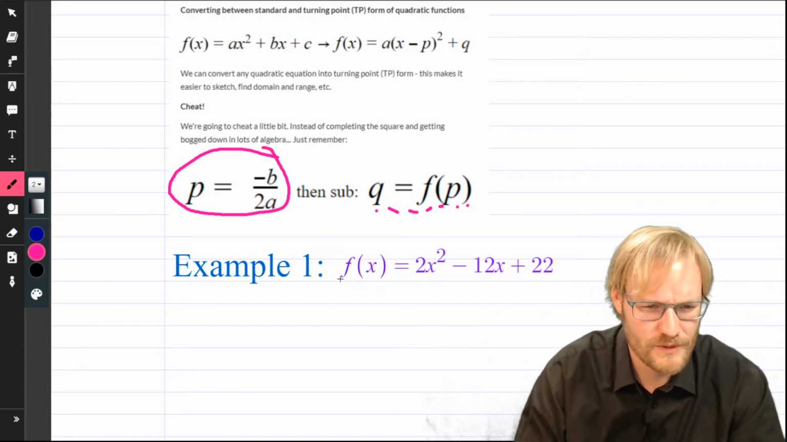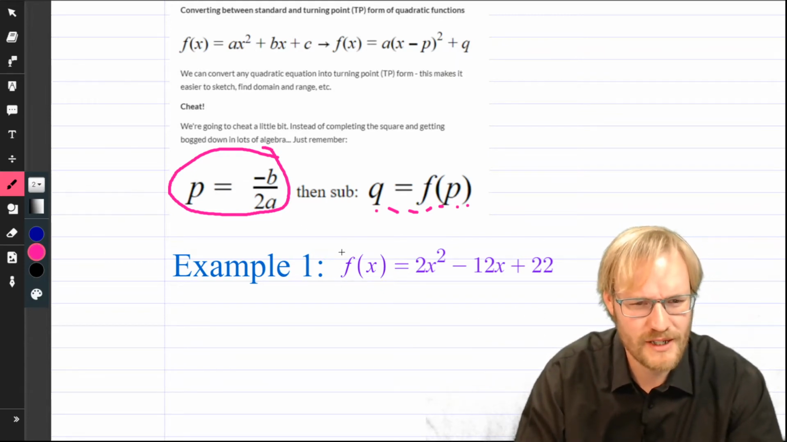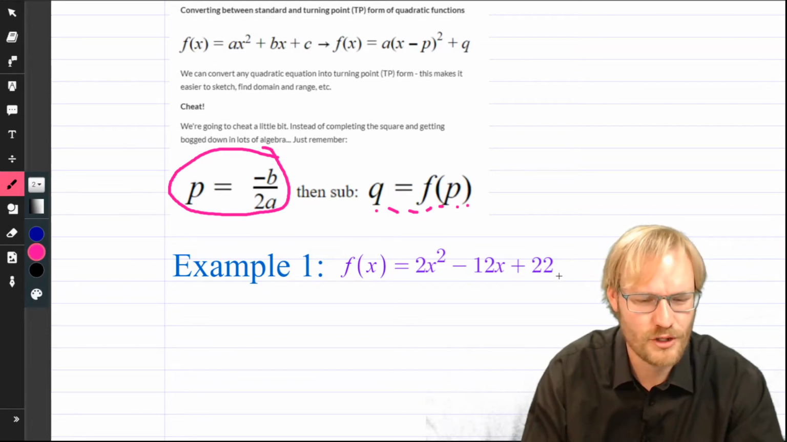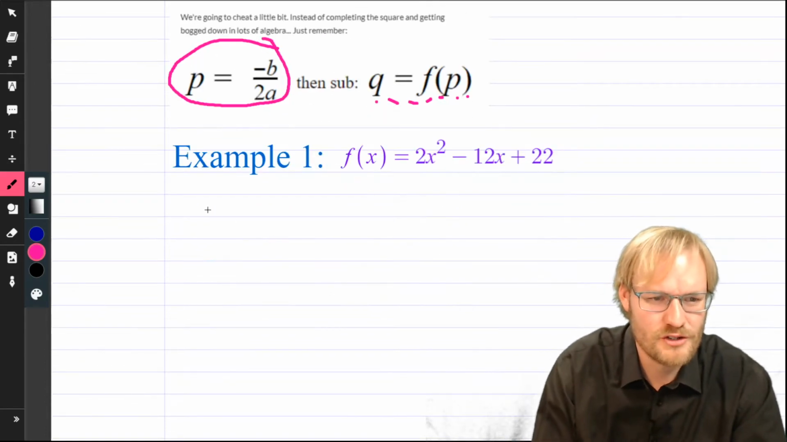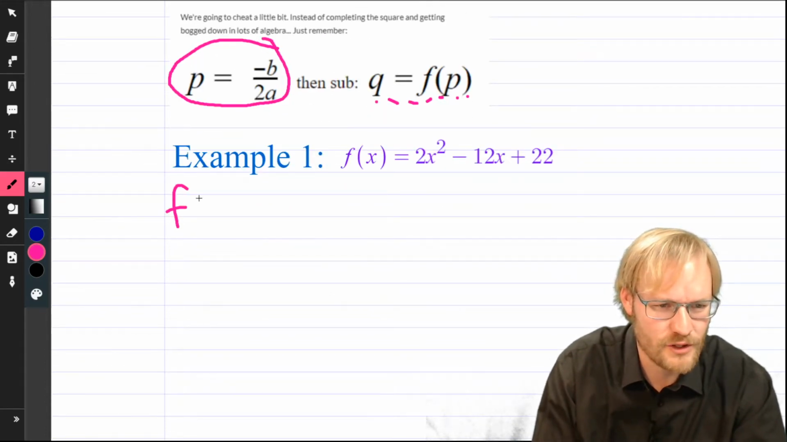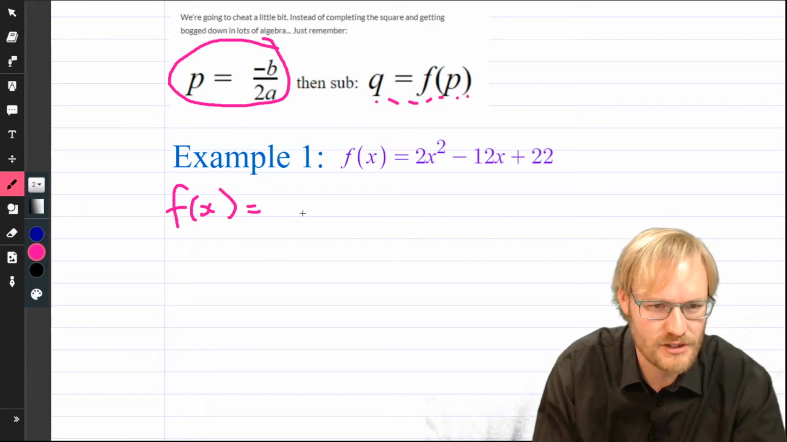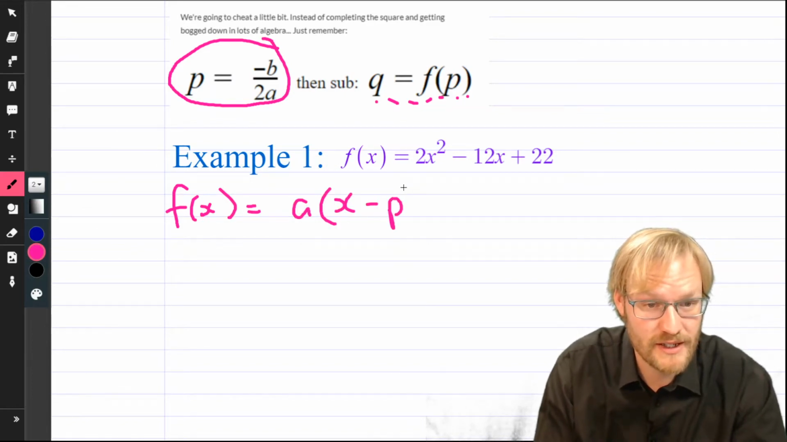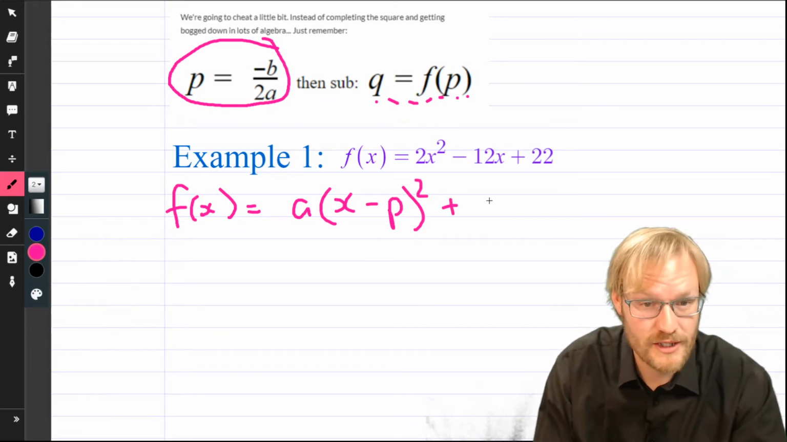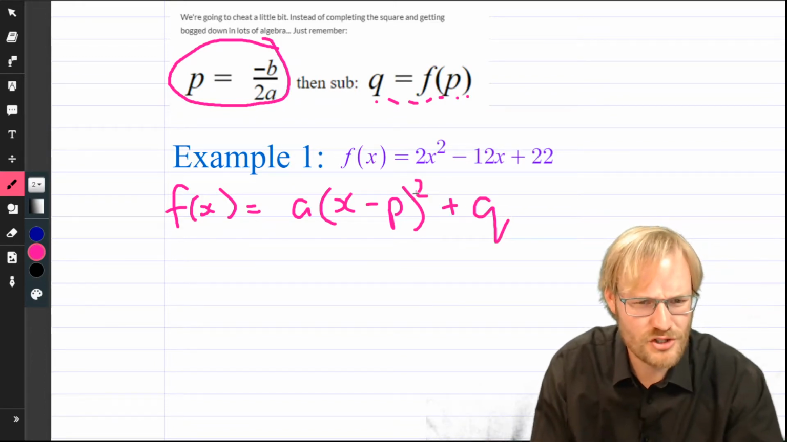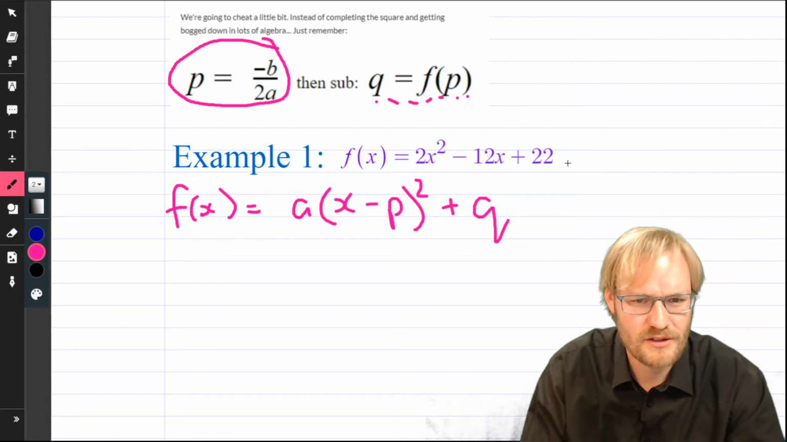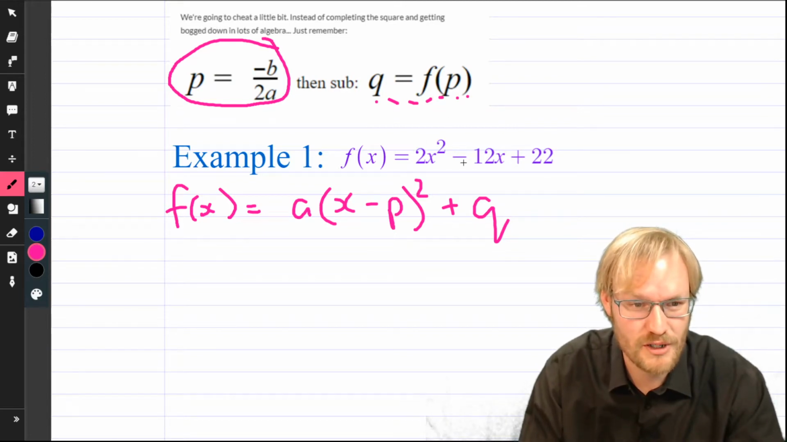So here we go. Let's run through an example. f of x equals 2x squared minus 12x plus 22. And what we want to do is turn this into turning point form. So it would be nice if we could write this as f of x equals a, whatever a is, we're going to work it out, x minus p, whatever p is, squared, plus q. In other words, determine the turning point of this parabola.